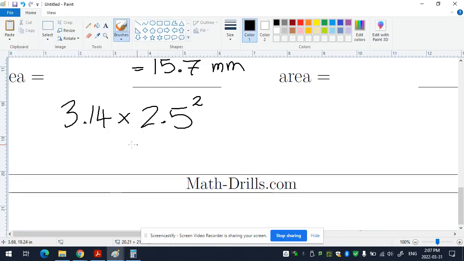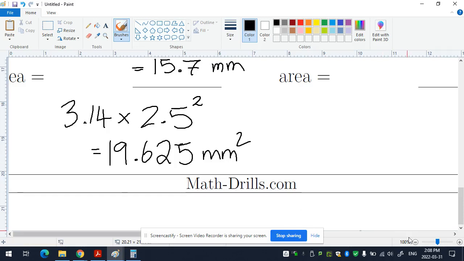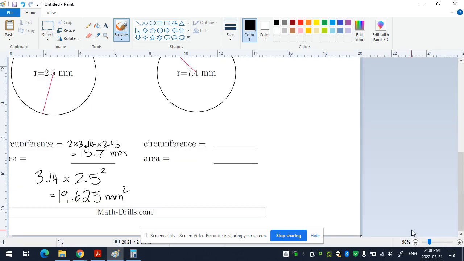19.625, which is in millimeters squared. Done. Okay. Obviously, the next one is the exact same idea because you have a radius. There's no need to go through it as long as you do the exact same amount of work.